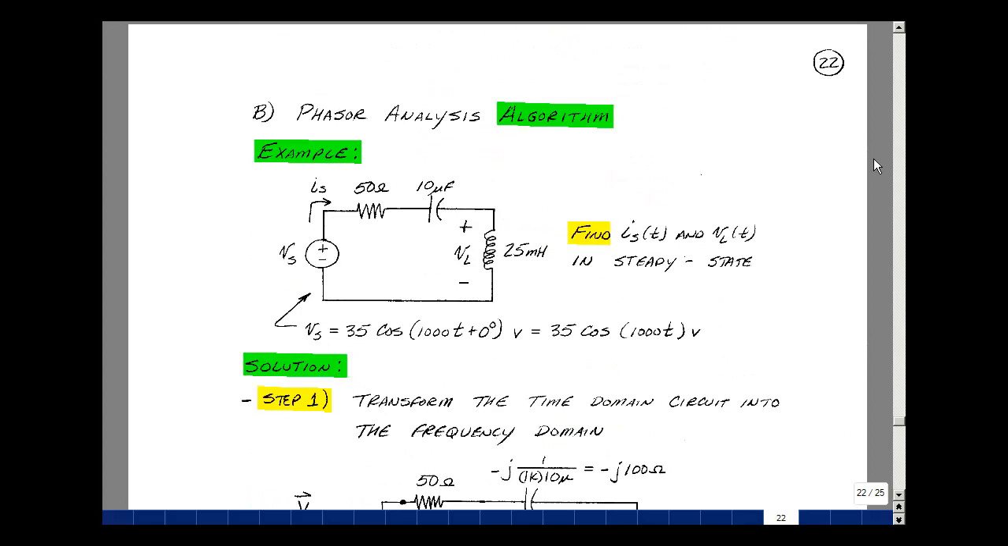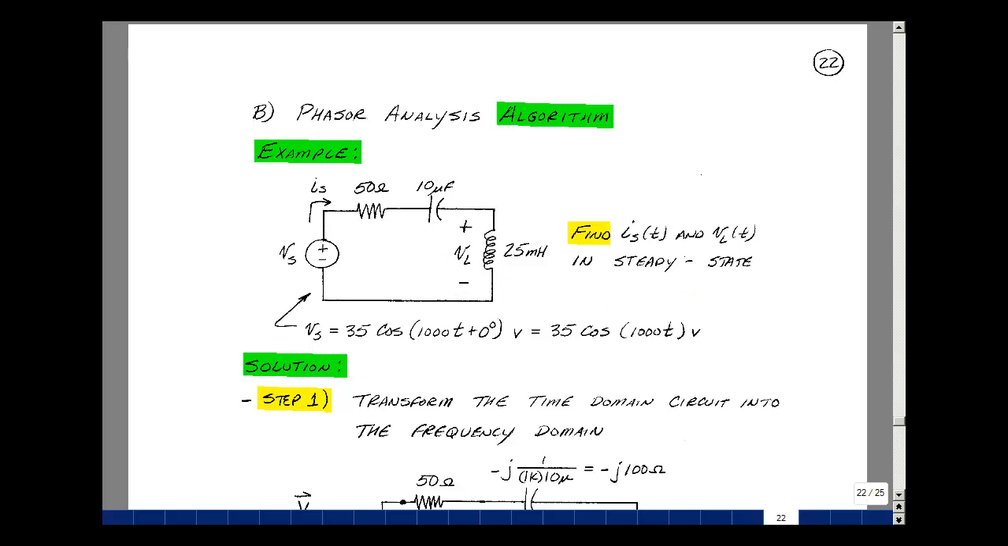Let's take a look at an example. Suppose we have a voltage source and three elements hooked up in series, a resistor, a capacitor, and an inductor. Suppose that this voltage source is 35 times the cosine of 1000 t plus 0 degrees, which is just 35 cosine of 1000 t volts. The resistor is 50 ohms, the capacitor is 10 microfarads, and the inductor is 25 millihenries. Can you find the value of I sub S and the voltage V sub L of t in steady state?